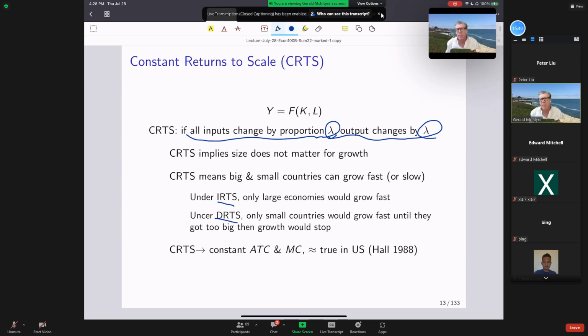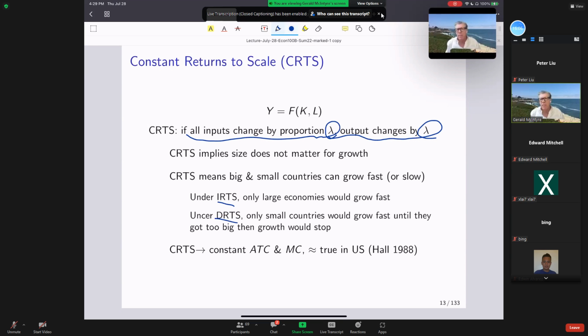And it says size doesn't matter for economic growth. Small countries can be fast growers. Big countries can be fast growers or slow growers for that matter. Okay, and it turns out Robert Hall in the 1980s, 30 years after Solow, demonstrated that most U.S. industries operate in constant returns to scale because they have constant average total costs and constant marginal costs. That's one of the properties of constant returns to scale.